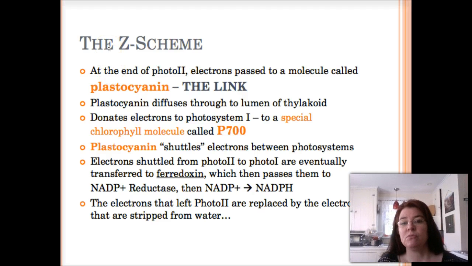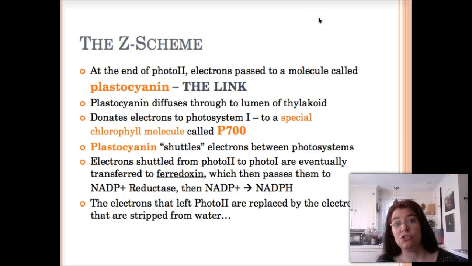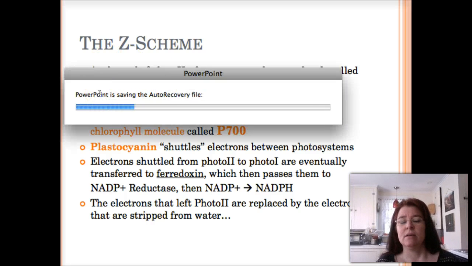At the end of photosystem 2, though, we end up with electrons that need to go somewhere. They need to be used. They need to reduce an atom. They need to be gained or accepted by some molecule. So this is the molecule that links photosystem 2 and photosystem 1, and it's called plastocyanin.